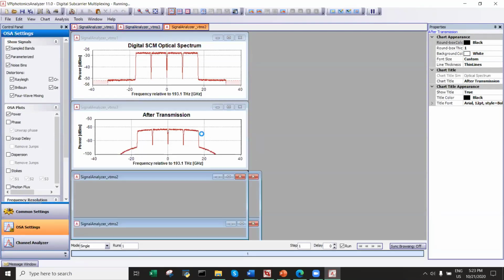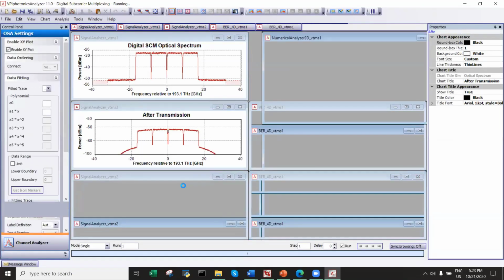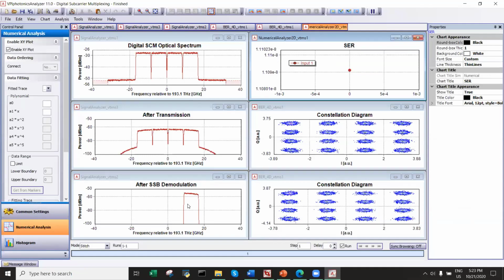Then transmitted, and then received. You can see here that we have selected the first, lowest frequency subcarrier for demodulation. And then we calculate the symbol error rate for this one only.